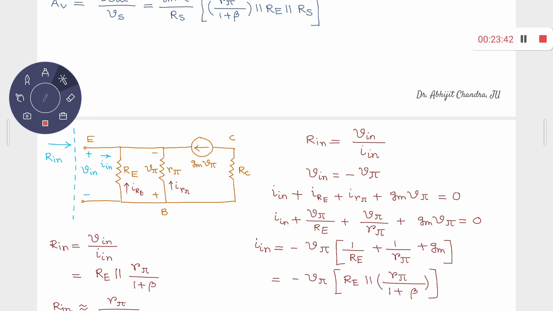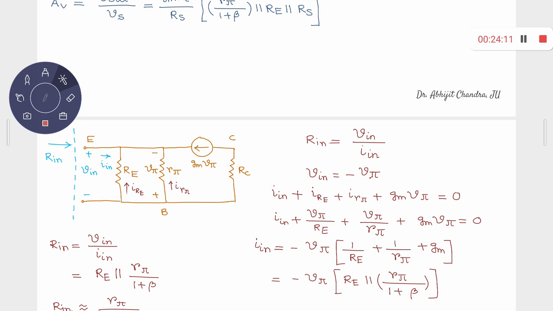We have done the same exercise for a common emitter amplifier as well. Now, the rest of the circuit is the same. This part is the same, no? There is no change. So what is the relation between V in and V pi then? Here we have V b equal to 0. So then V in equal to minus V pi. Plus minus minus plus, right? So V in is equal to minus V pi, and the summation of all these currents must be equal to 0: I in plus I RE plus I R pi plus gm V pi.